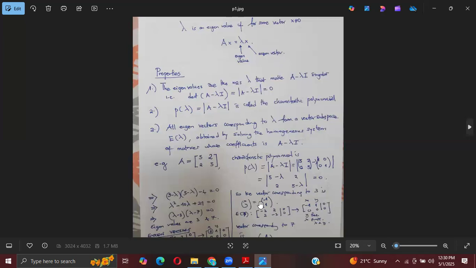Well, all you do is now you form this equation. E of lambda, in this case our eigenvalue is 7. So if I put 7 here, I'll have 5 minus 7 is minus 2, 2, 2, 5 minus 7, which is minus 2. Now, I'm saying homogeneous system of linear equations whose coefficient matrix is this one. So this is the coefficient matrix corresponding to lambda.